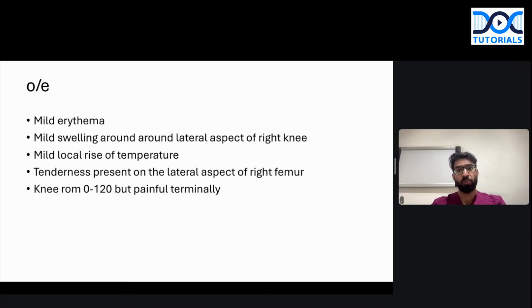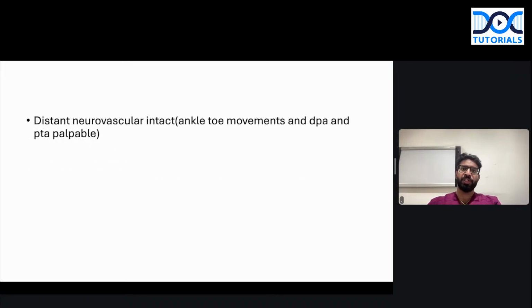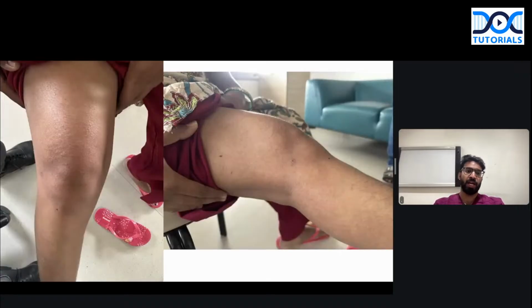The range of motion was from 0 to 120 degrees, but the terminal part of the flexion was painful. We also examined the distal neurovascular status. We found that ankle and toe movements were present, and both the dorsalis pedis artery and posterior tibial artery were palpable. So we were done with the examination part. Then we had a local look.